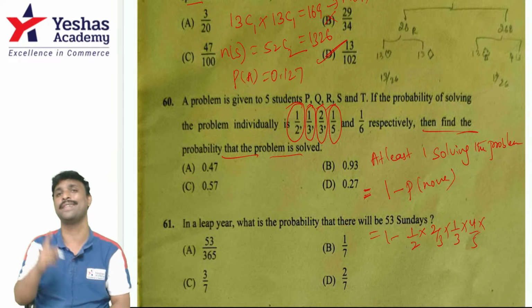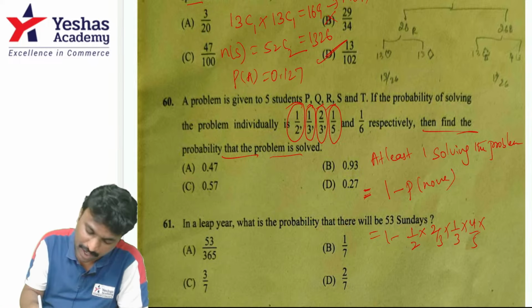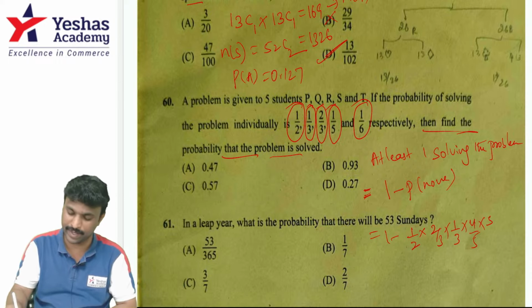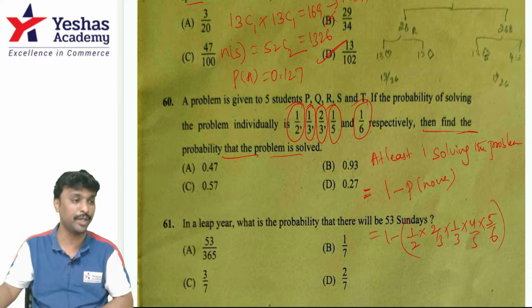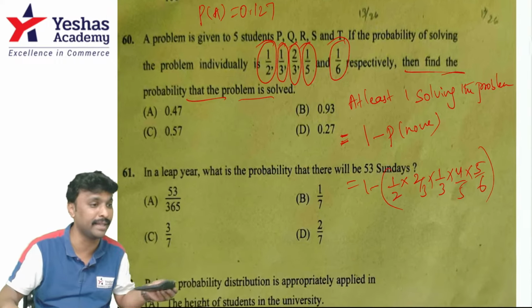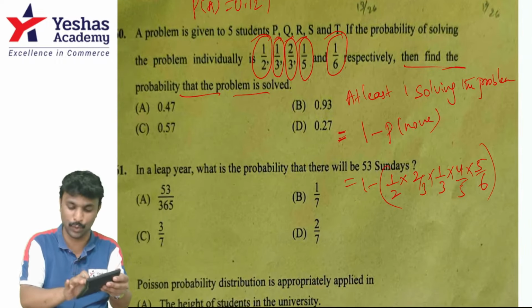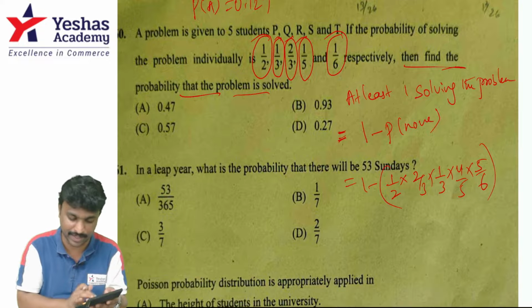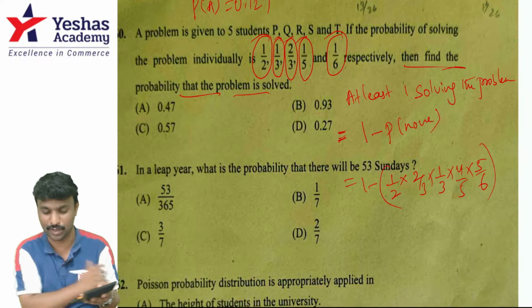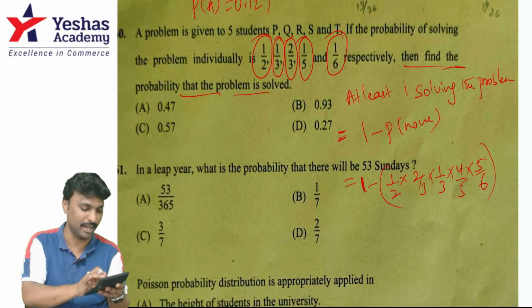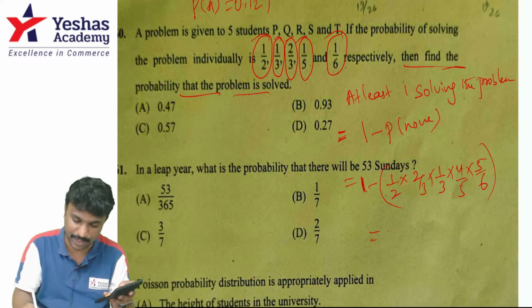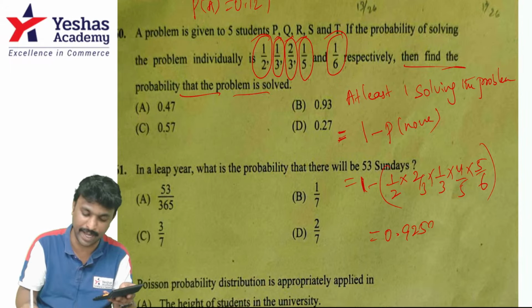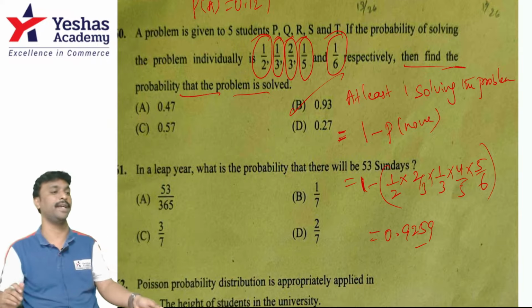Why am I multiplying? Because they are all independent events. Solving is 1 by 6, not solving is 5 by 6. All that you need to do is multiply these things. 1 divided by 2 into 2 divided by 3 into 1 divided by 3 into 4 divided by 5 into 5 divided by 6. Make it negative by pressing plus or minus, then add 1. That gives me 0.9259. The nearest answer is 0.93.